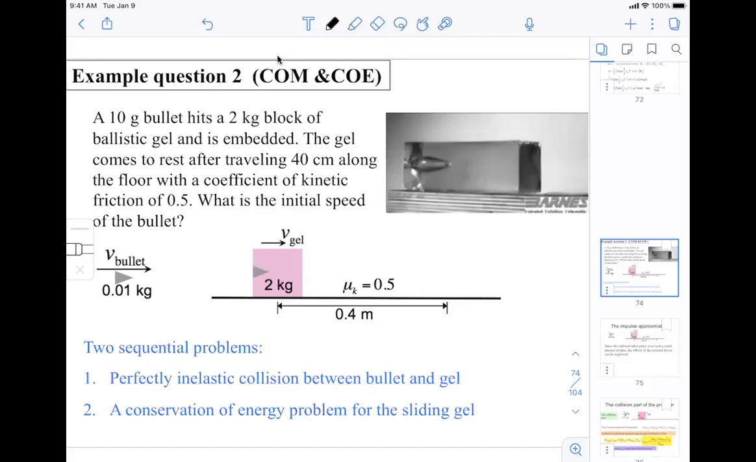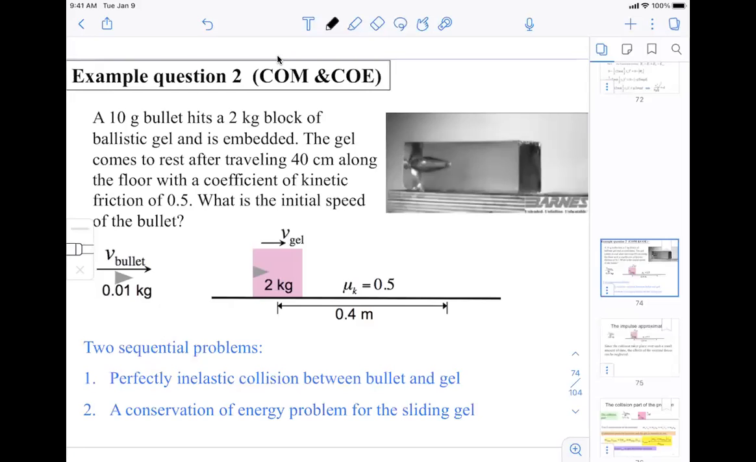So you can see that during the collision, there is still friction acting on the gel. But because the collision happened so fast, we can ignore the impulse from the external force and still are able to use P initial equals P final. This is very similar to a previous problem we did in our last lecture. We can break it down into two sequential problems. First is a perfectly inelastic collision between bullet and the gel. And the second is a conservation of energy problem for the sliding part.